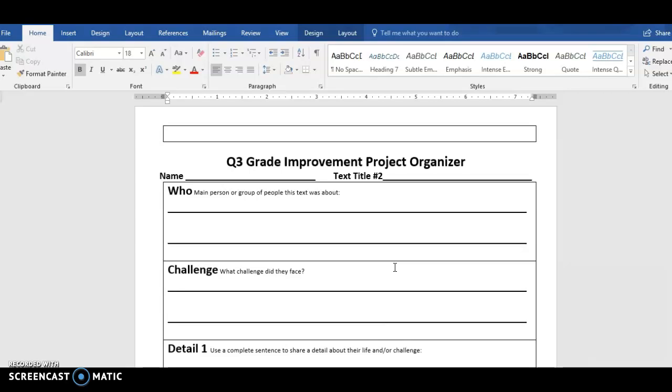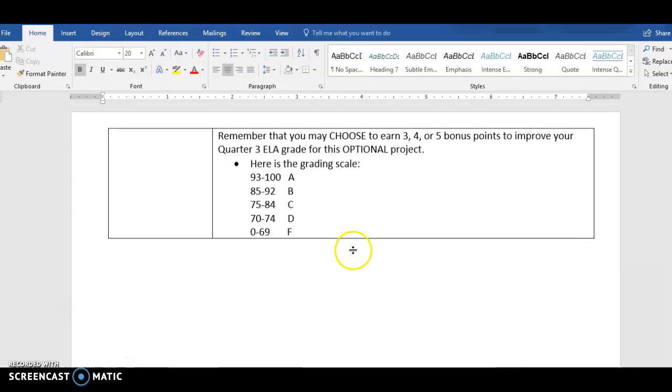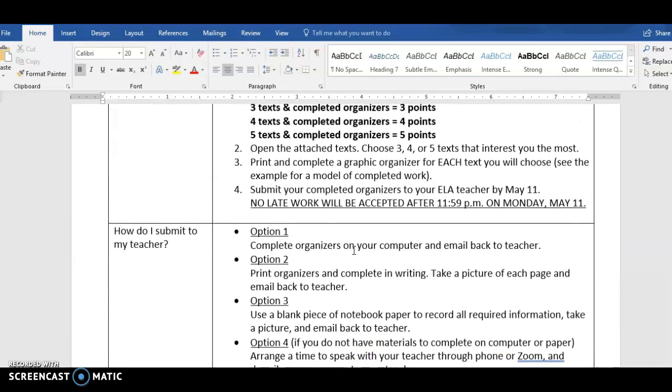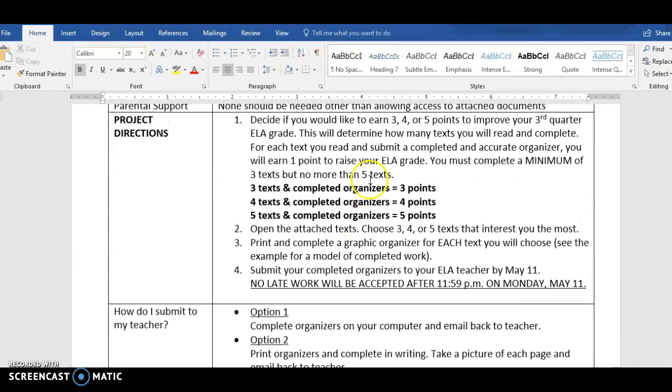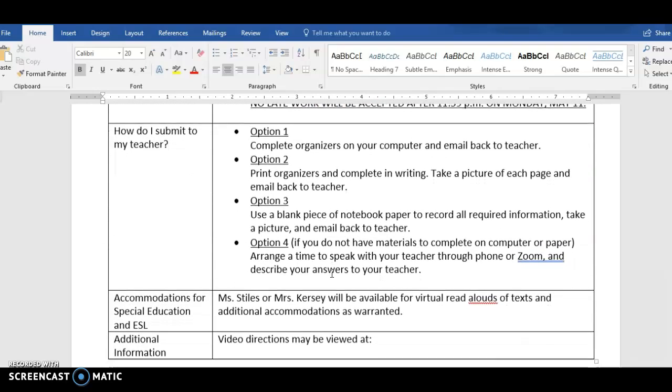If you do less than 3, if you do 2 or 1, then we can't give you any points. We can't give you just 1 point or 2 points. That is just part of the policy of what Shelby County Schools has given us in order to give you this option to raise your grade from quarter 3, okay? And so if I look back at the directions, this is going to be something that you want to refer back to often so that you see everything that I just showed you is detailed here. But I want to show you right here, how do I submit to my teacher?